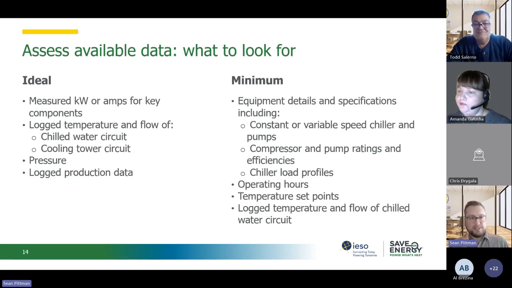But at a minimum, if you're looking to start investigating your system to establish reliable energy estimates, you need equipment details and specifications. That includes, for any constant or variable speed chillers or pumps, the compressor and pump ratings and efficiencies, chiller load profiles, operating hours, temperature set points, and logging of temperature and flow on chilled water circuits. With those pieces, you can start moving forward. If you're missing a couple, you can make it work. If you're missing a lot of them, it's going to be very difficult.